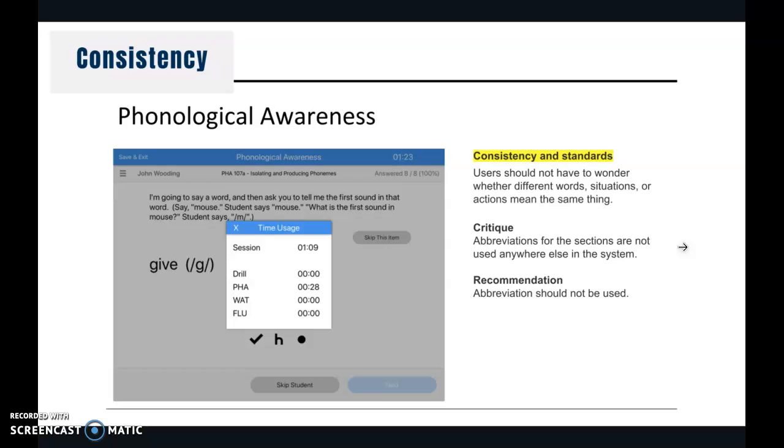Next, this slide highlights the need for consistency and standards. According to Nielsen, consistency is important because, quote, users should not have to wonder whether different words, situations, or actions mean the same thing, end quote. In this case, there are abbreviations that are used here, but nowhere else. This might be a point of confusion, especially to new users.